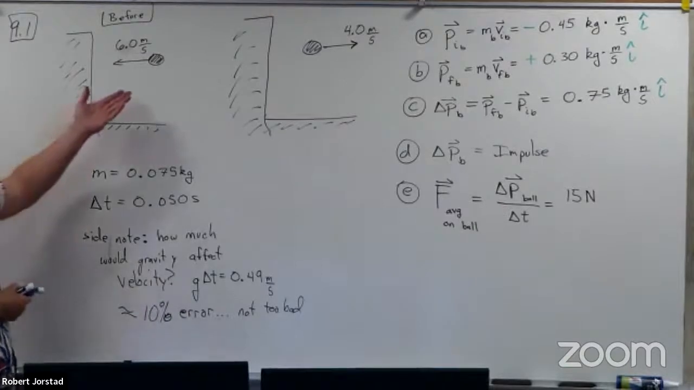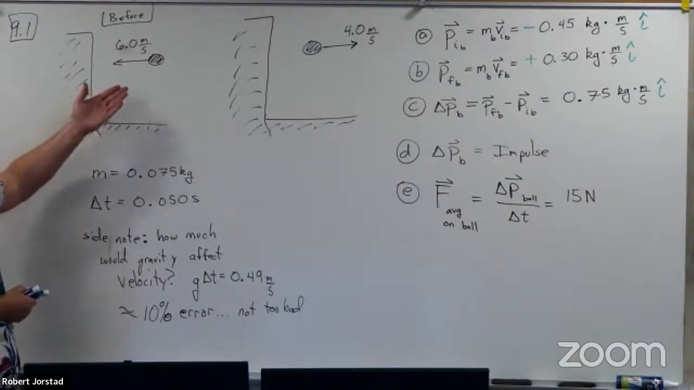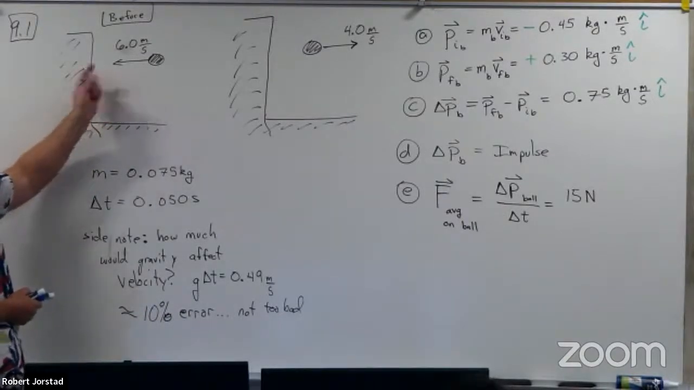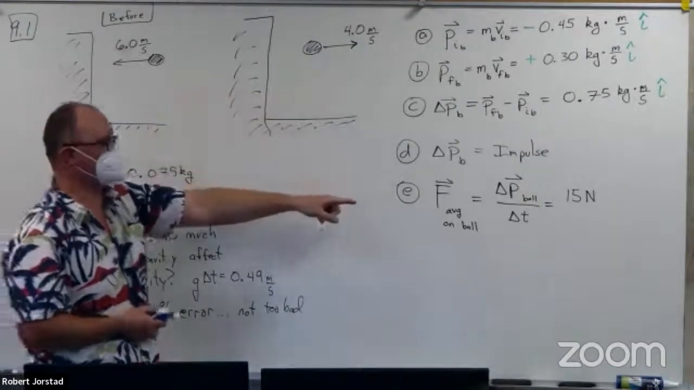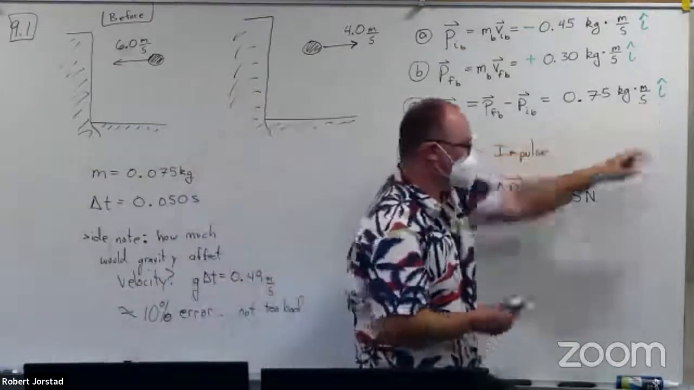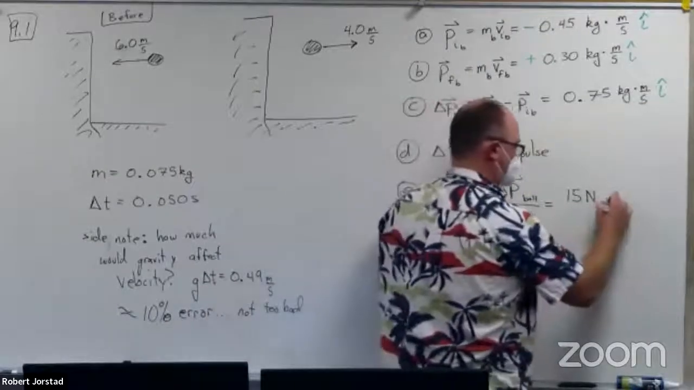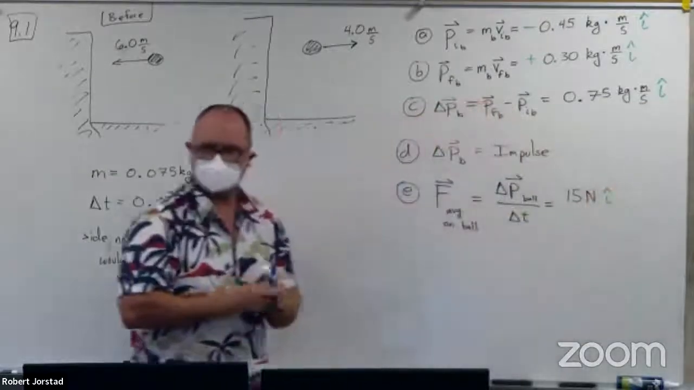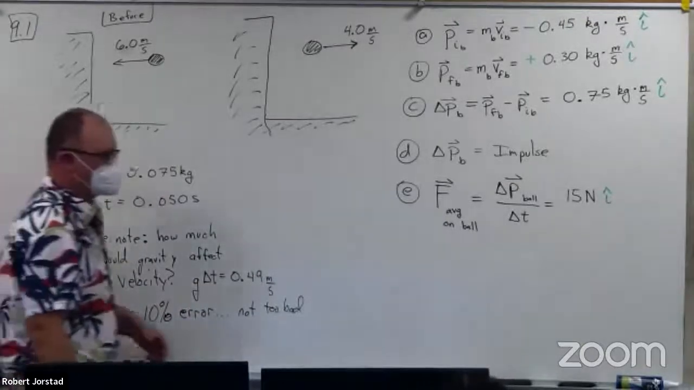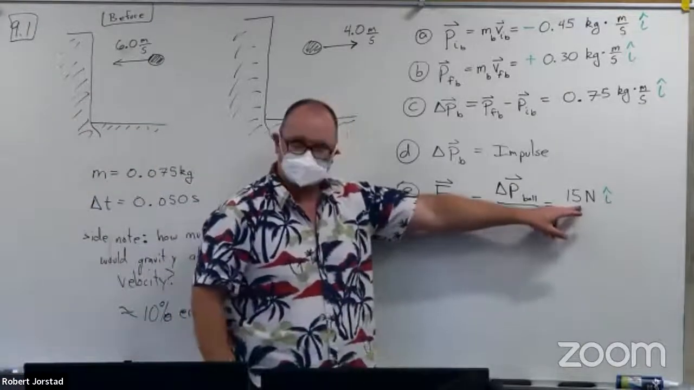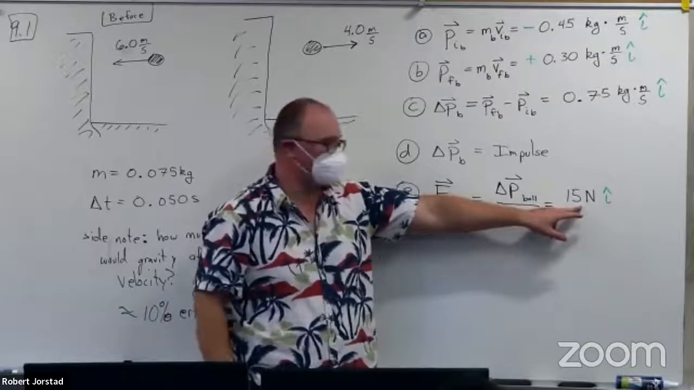Look at this picture. What direction was the force on the ball? It had to be this way. Do you agree? Do our calculations match that? To the right. We're good. This is all being consistent. 15 newtons. That's a reasonable amount of force.